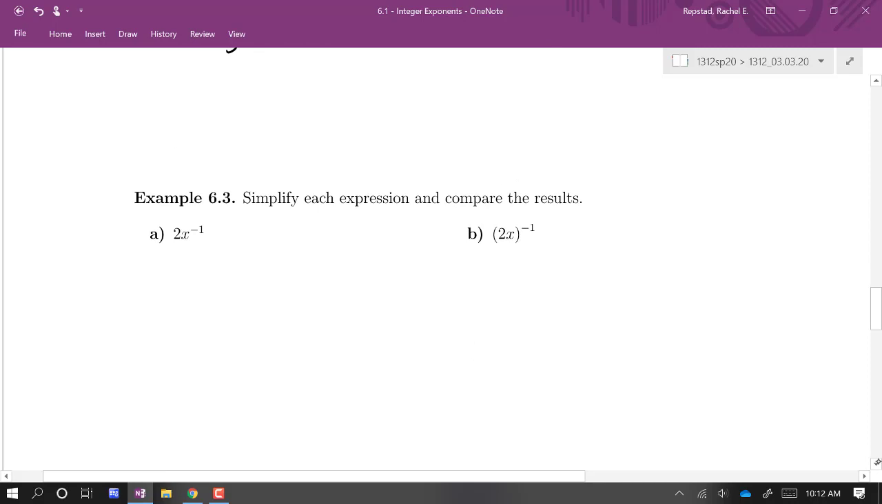Along the same lines, 2x to the negative 1. How do I write that without negative exponents? 2 over x, because that negative 1 exponent is only on the x, as opposed to in part B, 1 over 2x. Again, the moral of these examples is just be really mindful about what an exponent is applied to.